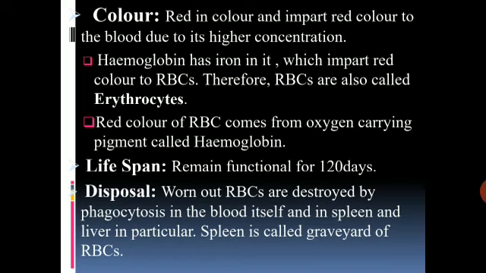If we talk about the lifespan of RBC, it is 120 days on an average, and the worn out RBCs get destroyed by the process of phagocytosis in the blood itself and in the spleen and liver in particular. Spleen is also called the graveyard of RBCs. So that's all about RBCs.